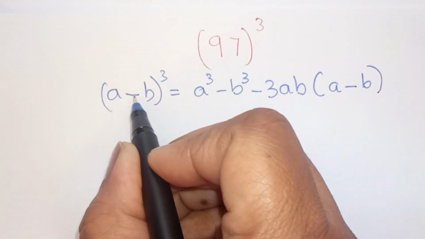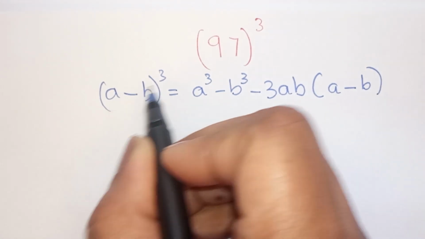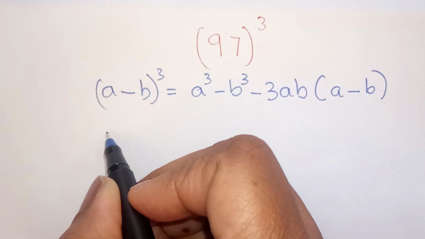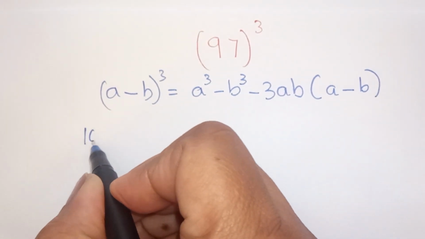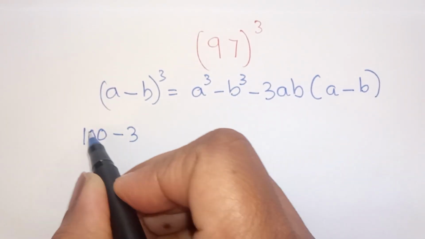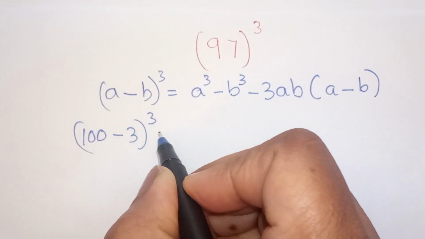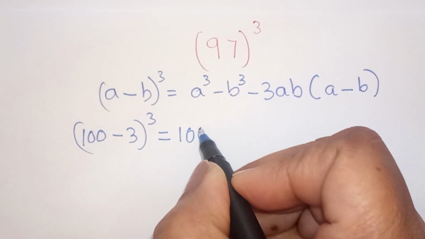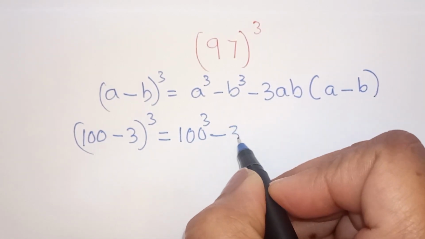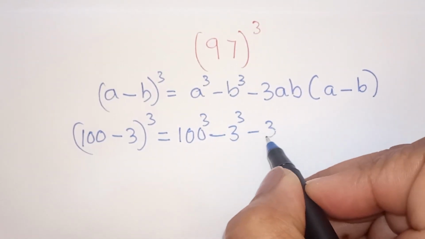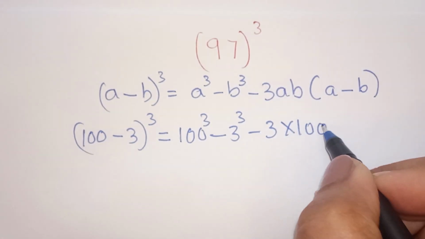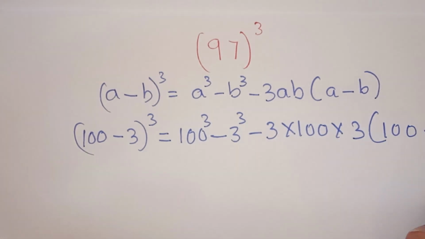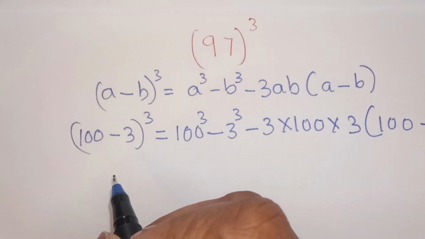So here we say a minus b. We say A is 100 because it's 97 and B will be 3. So we say (100 minus 3) to the power of 3 equals 100 to the power of 3 minus 3 to the power of 3 minus 3 multiplied by 100 and multiplied by 3, brackets 100 minus 3. Okay, now we're going to work out.